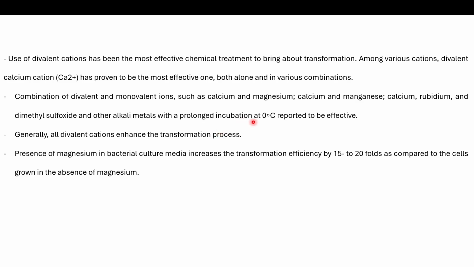competent. All right. But the most effective ones were found to be the divalent ions like calcium, and then magnesium and manganese have also proven to be effective. In general, all divalent cations enhance the transformation process. Transformation means introduction of genetic material, foreign DNA, into the host cell. Now, the presence of magnesium in bacterial culture media increases the transformation efficiency by up to 15 to 20 times as compared to cells grown in the absence of magnesium. All right.